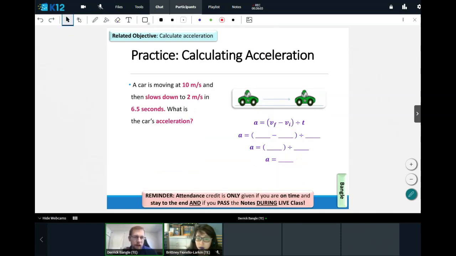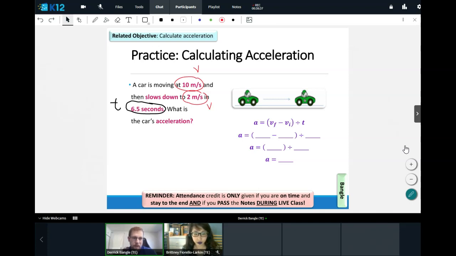We have a car that is moving at 10 meters per second, right? So that's a velocity. And then it slows down to 2 meters per second. That's our other velocity. And then this all happens within 6.5 seconds. So with our 6.5 seconds, what variable is that? Is it velocity or time? That is our time, yeah. So we can signify that with a T.